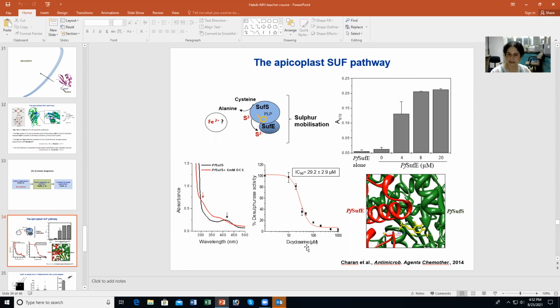And when you give D-cycloserine in culture, it has a high IC50, yet we could see that D-cycloserine was able to inhibit parasite growth. So something that forms an adduct with PLP can inhibit the activity of the enzyme and also inhibit parasite growth.